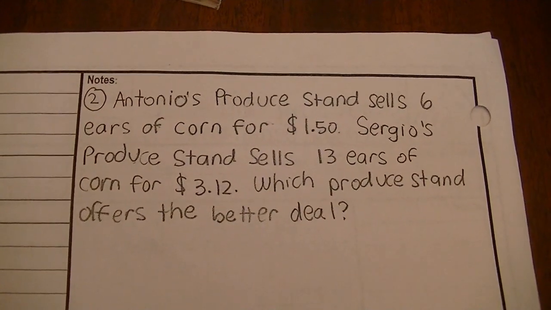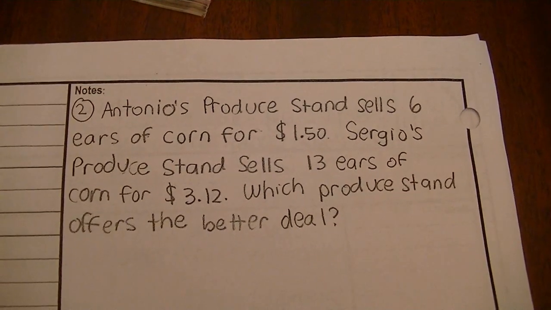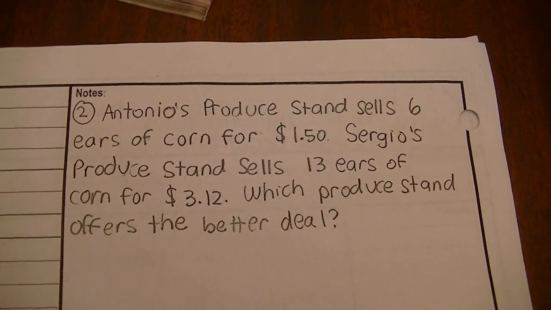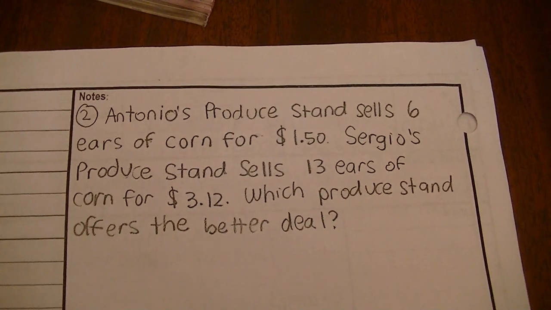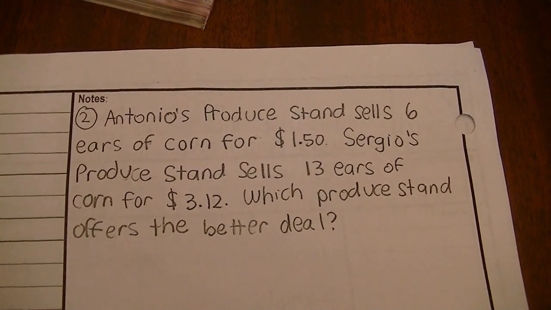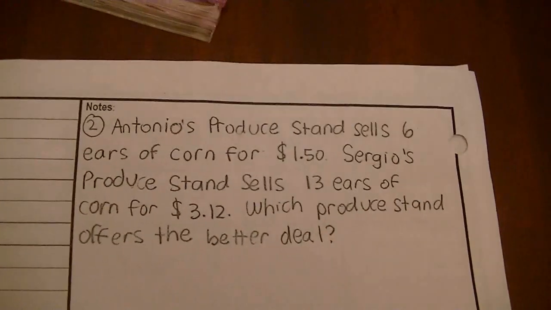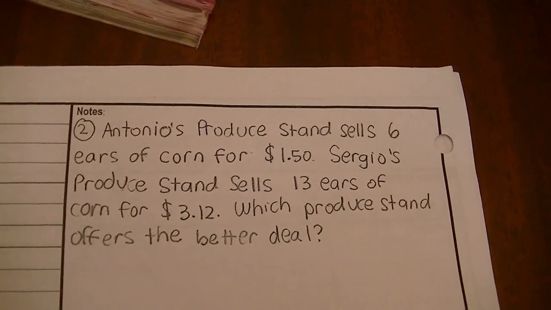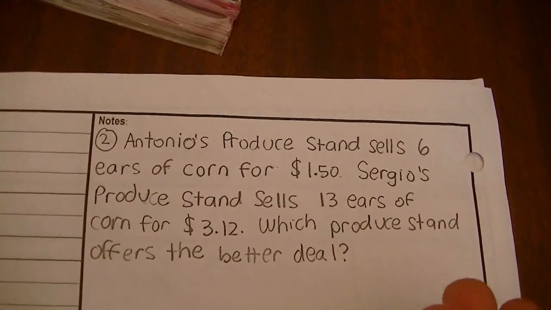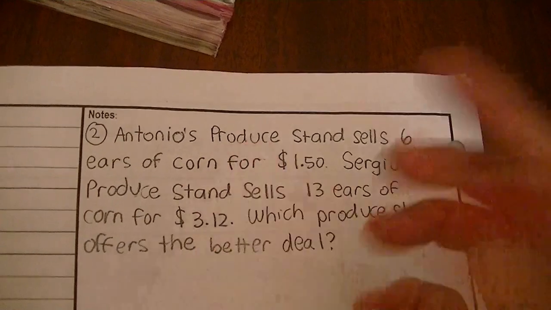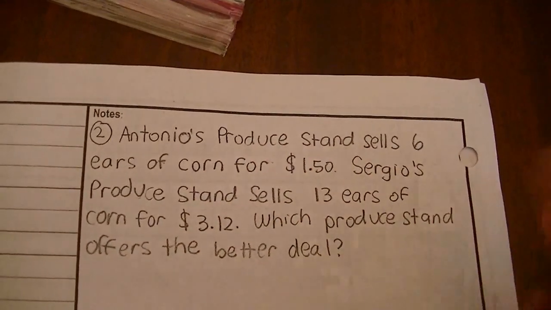The next problem says, Antonio's produce stand sells 6 ears of corn for $1.50. Sergio's produce stand sells 13 ears of corn for $3.12. Which produce stand offers the better deal? So just a little background with the wording here. In case you don't know what an ear of corn is, that's just like corn on the cob, okay? And then produce is like a fruit and vegetable stand.